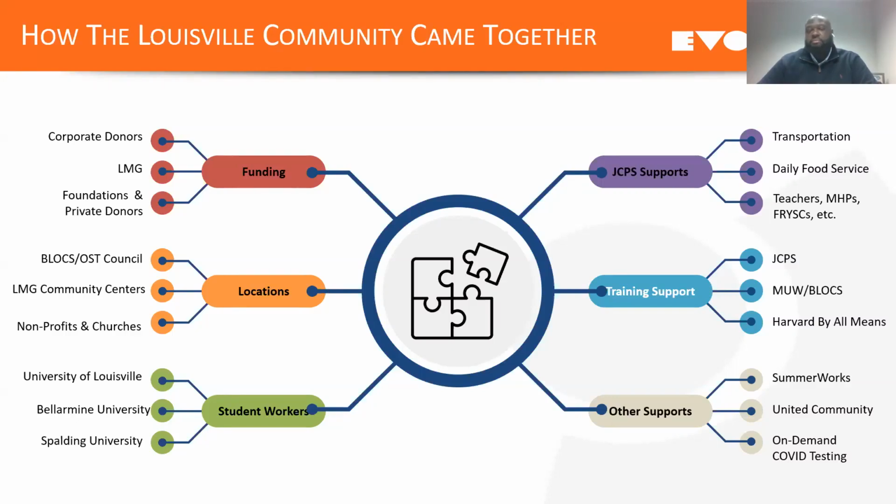And then we also had other supports like Summer Works, which for the summer was a youth employment program. We were able to hire kids to go out and support. United Community is sort of an online social service referral system that we were able to plug families in, and we're able to do on-demand COVID testing at these sites.